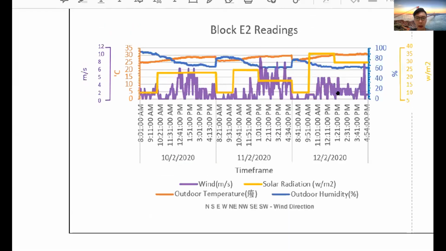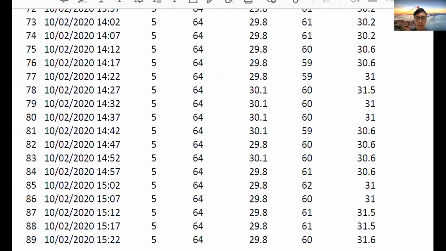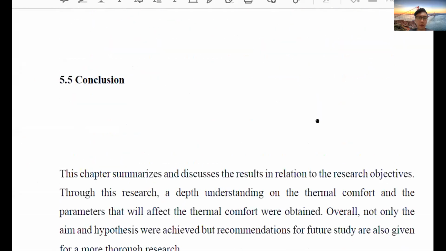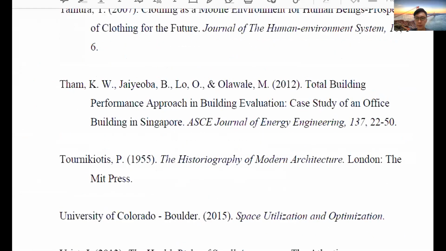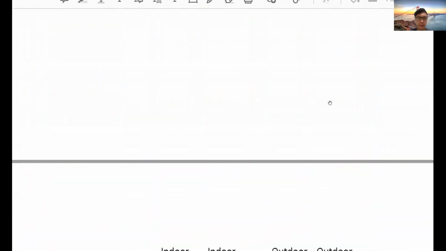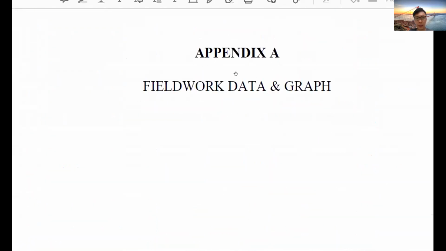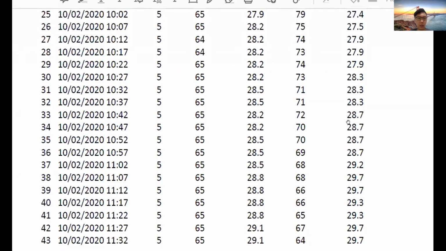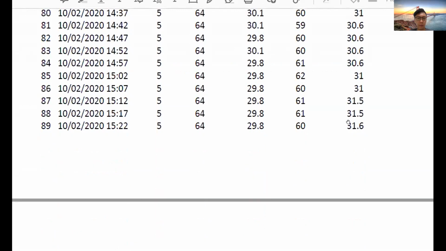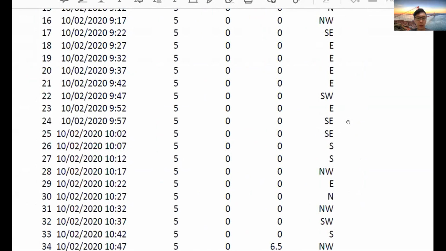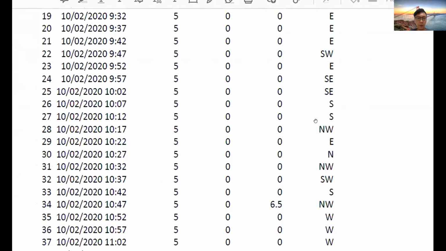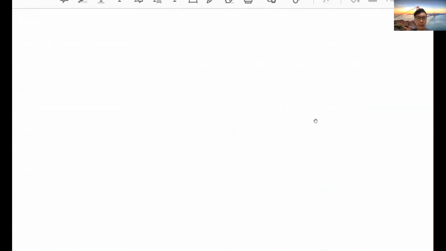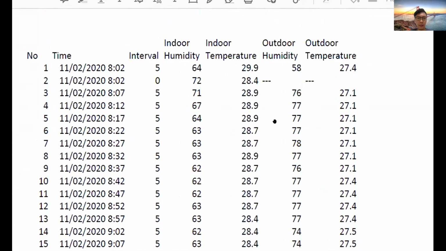So let's look at the raw data, how the raw data looks. Look at the appendix. This is the raw data. You see, every 5 minutes she got humidity, temperature, outdoor humidity, outdoor temperature. So how much data did she get? Second page, third page, fourth page. This is for wind. You see how many raw data she got. This is for the second day.